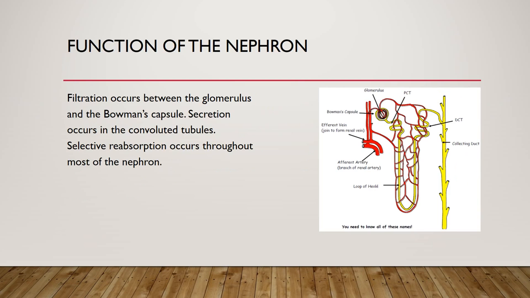Filtration occurs between the glomerulus and the Bowman's capsule. Secretion occurs in the convoluted tubules. Selective reabsorption occurs throughout most of the nephron.